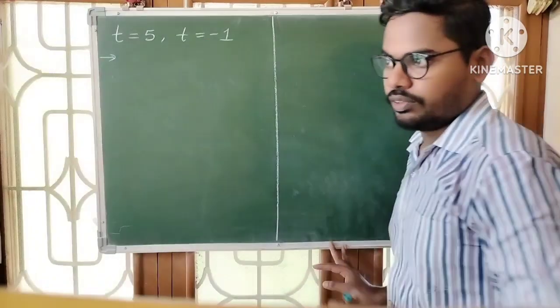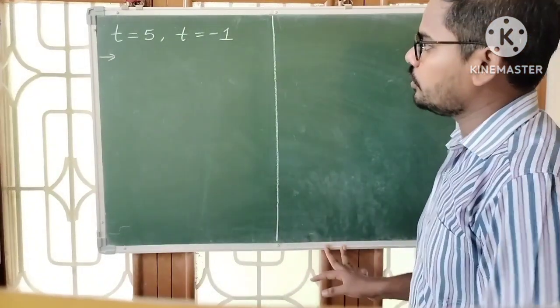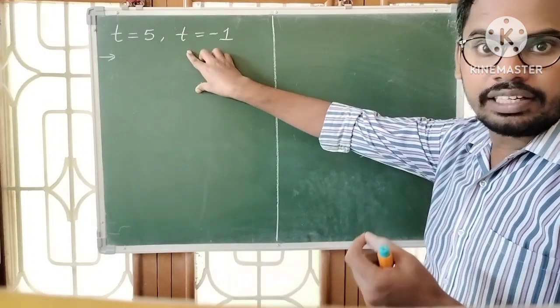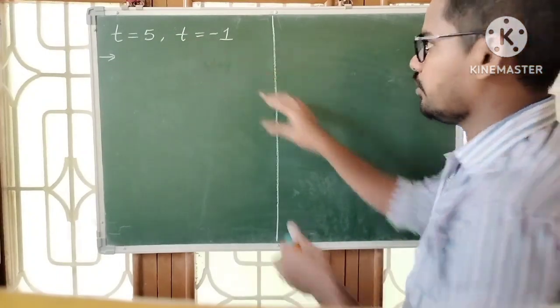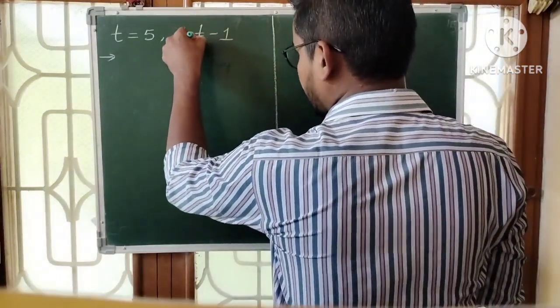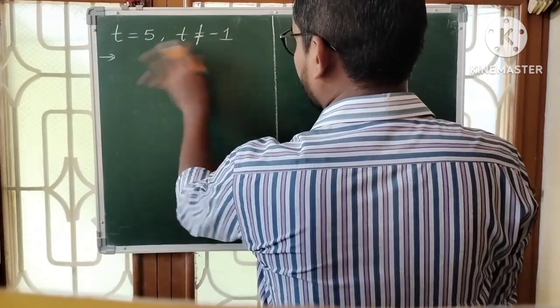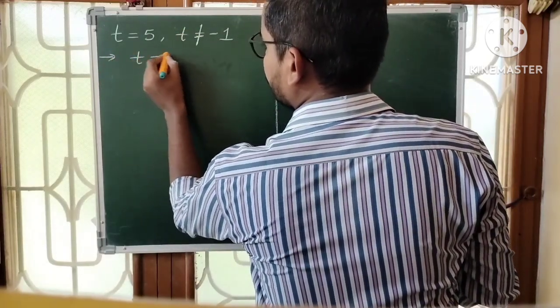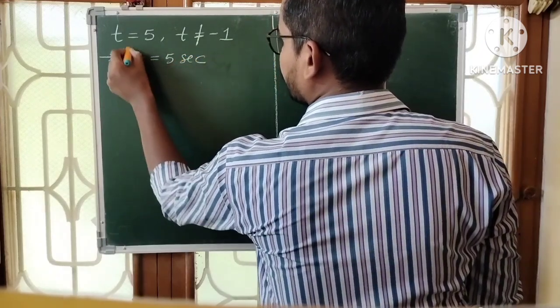So what is the correct solution? We have got two solutions, but what is the correct solution? As we all know, time is a scalar quantity, so it cannot be negative. Time is always a positive quantity, it cannot be negative. So this is not my solution. So what is the solution? t is equal to 5 seconds is the correct solution.